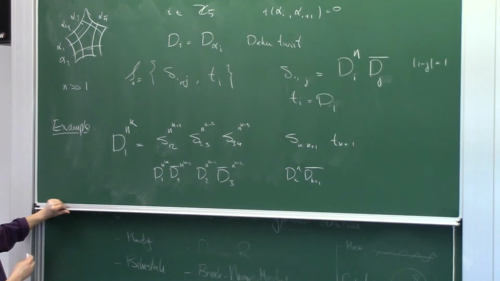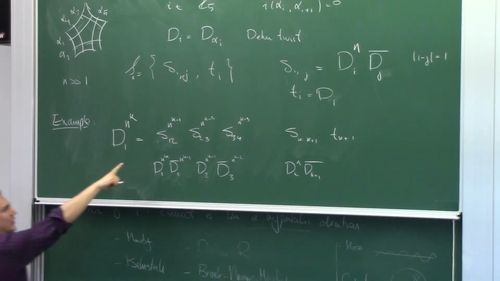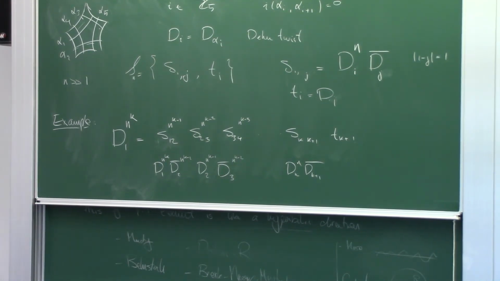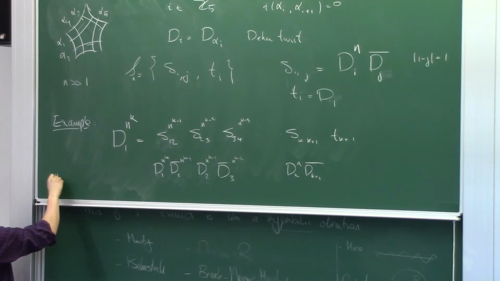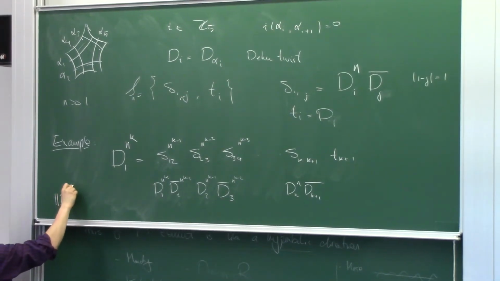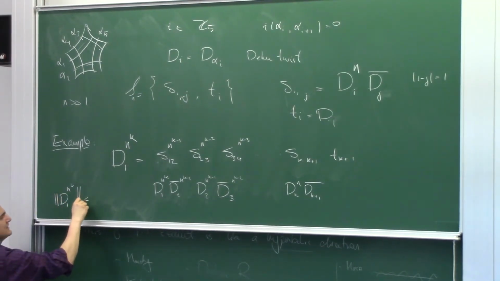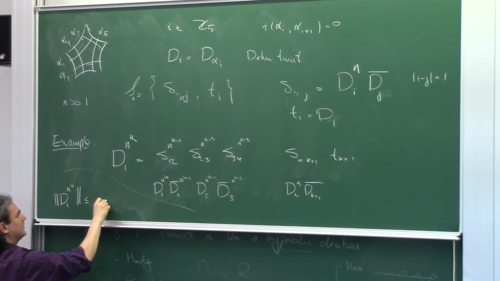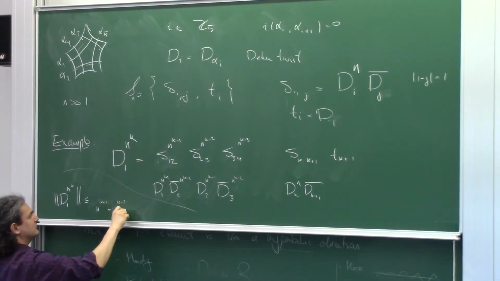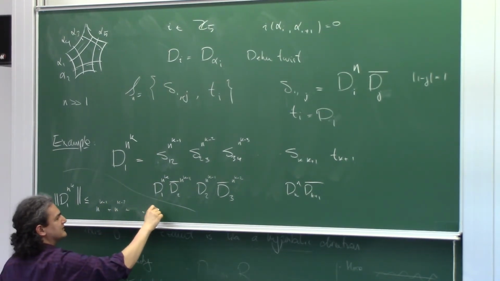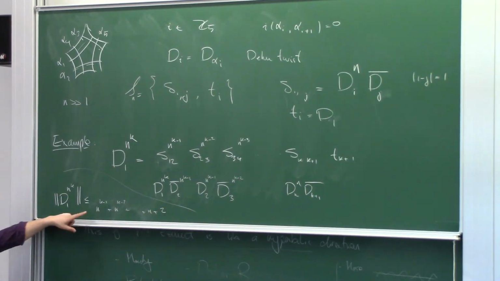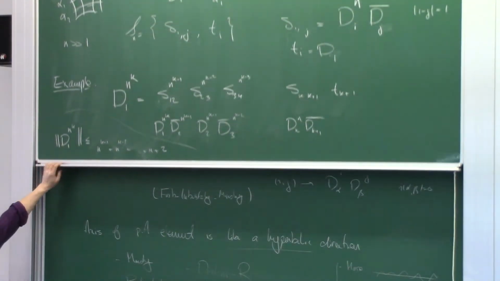So what have I shown? Is it clear that this product of these elements is that? I have shown that the word length of d1 to the power of n to the k is less than or equal to n to the k minus 1 plus n to the k minus 2 plus up to n plus 1 plus another 1, so plus 2. And this number is much less than n to the k. So I have saved money.